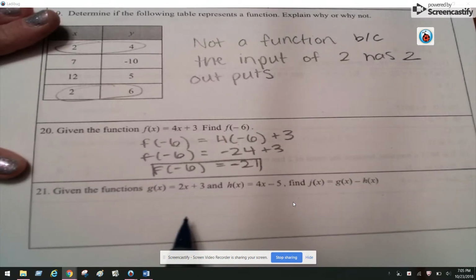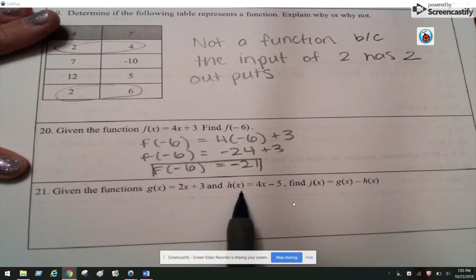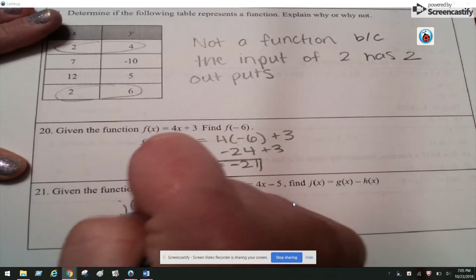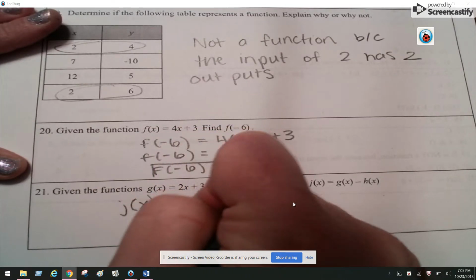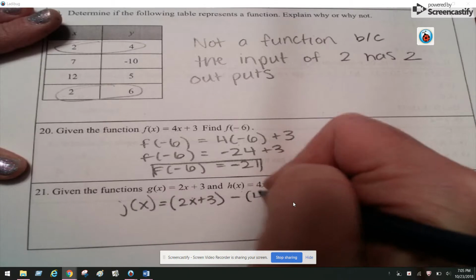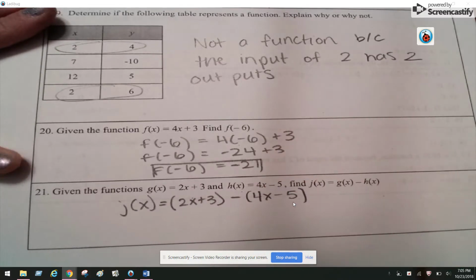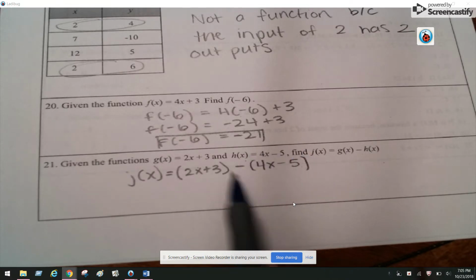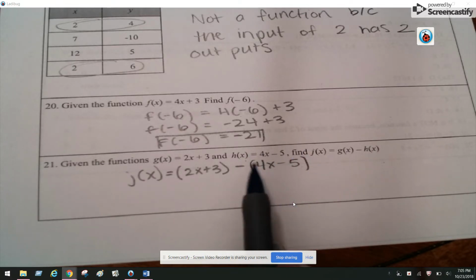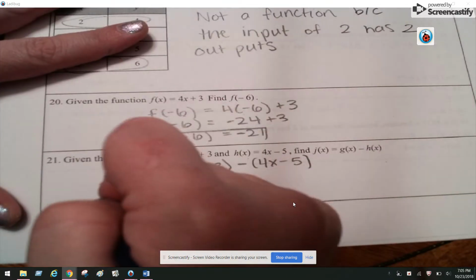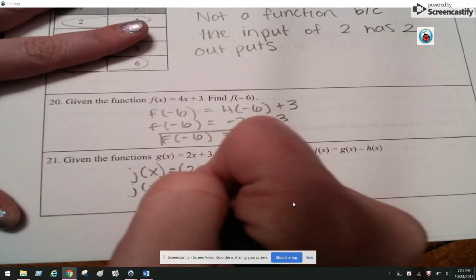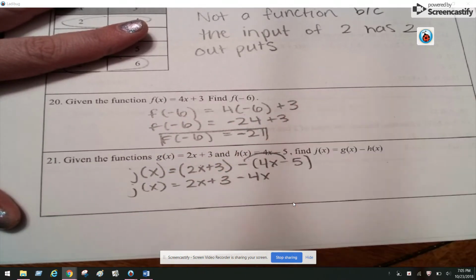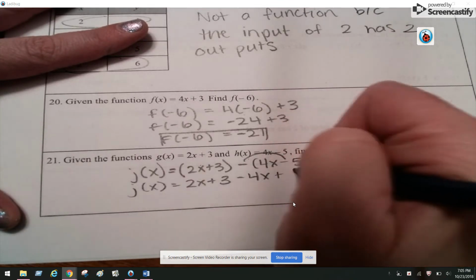And then finally down here, I have g of x and h of x, and I'm finding j of x, which is 2x plus 3 g of x minus 4x minus 5. Really important here that we use parentheses when substituting, because I can tell I have to subtract this entire function, not just the 4x. So I'm going to keep going and making sure I subtract 4x and then also subtract a -5, which would be plus 5.